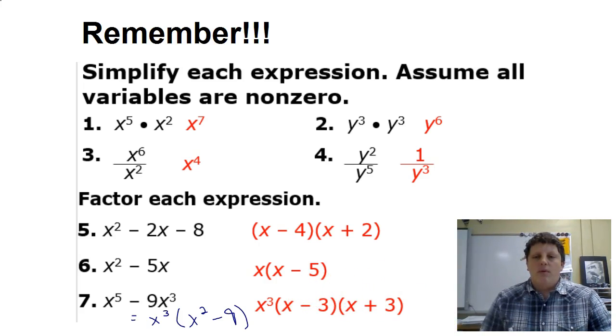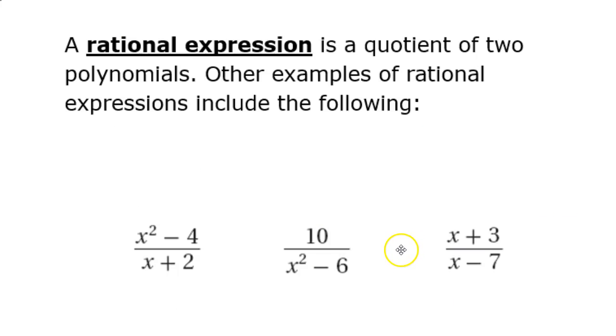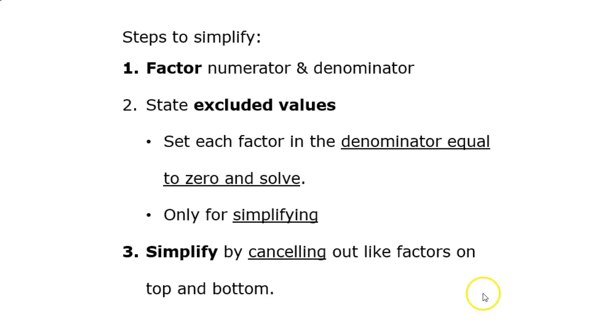So that's a quick review of some things before we get started. We need to know that a rational expression is basically just a fraction with polynomials that include variables in the top and the bottom of the fraction. So they're going to have some special qualifications, some special things for us to think about as we work with these problems. The steps to simplify are fairly simple.